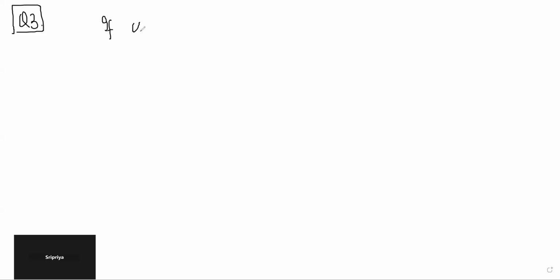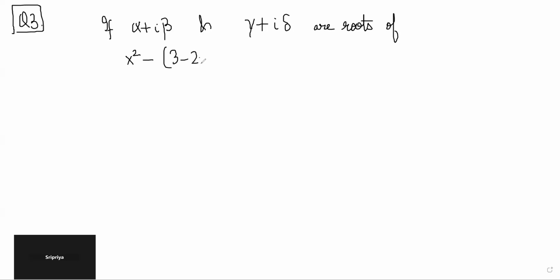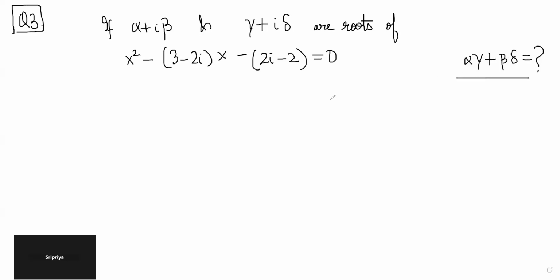Okay. If alpha plus i beta and gamma plus i delta are roots of x squared minus (3 minus 2i)x minus 2i minus 2, then you have to find alpha gamma plus beta delta. So I basically got we have to find relations, the roots of this, no?